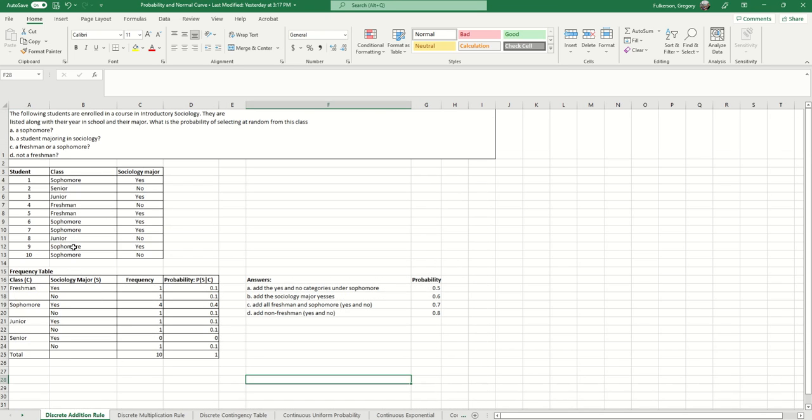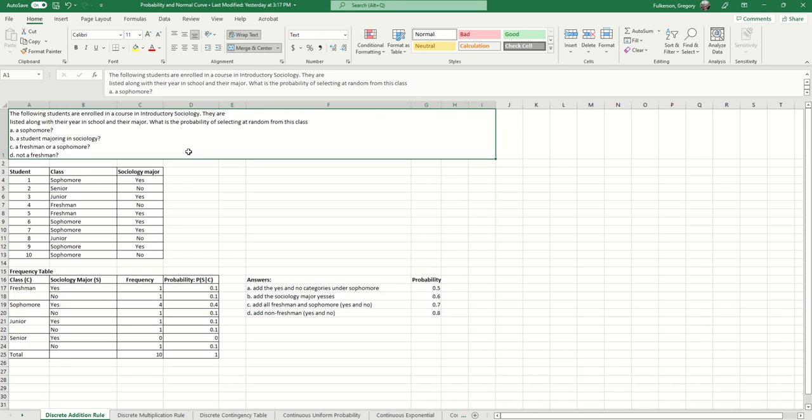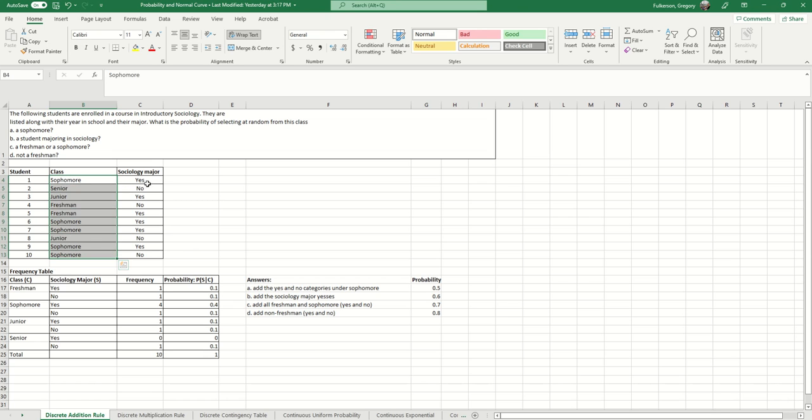So the problem for the discrete addition rule says the following students are enrolled in a course in sociology. They're listed along with their year in school and major. What is the probability of selecting at random from this class a sophomore? So here's our table, right? We have our students 1 through 10. There's their class levels and there's their major, whether or not they're a sociology major. So the first question is just asking about sophomores. So what proportion of the students are sophomores, right?